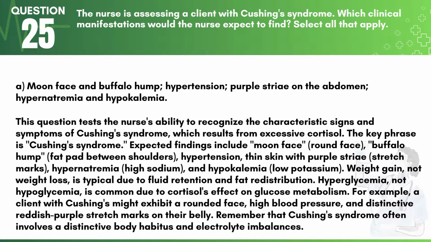Weight gain, not weight loss, is typical due to fluid retention and fat redistribution. Hyperglycemia, not hypoglycemia, is common due to cortisol's effect on glucose metabolism. For example, a client with Cushing's might exhibit a rounded face, high blood pressure, and distinctive reddish-purple stretch marks on their belly. Remember that Cushing's syndrome often involves a distinctive body habitus and electrolyte imbalances.